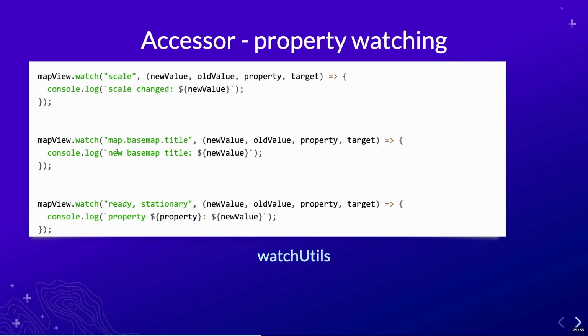So maybe I'm only interested if the title of my base map were to change. You can watch for that. And you can watch for multiple properties to change, which is also interesting. What you would want to do in that case is, in your handler, watch for when, say, ready or stationary changes, then you can check to see what the property was that changed and then do something based on that property. Maybe the function handler for this is going to be very similar across multiple properties in your app. So it saves you from having to write multiple functions that pretty much do the same thing.